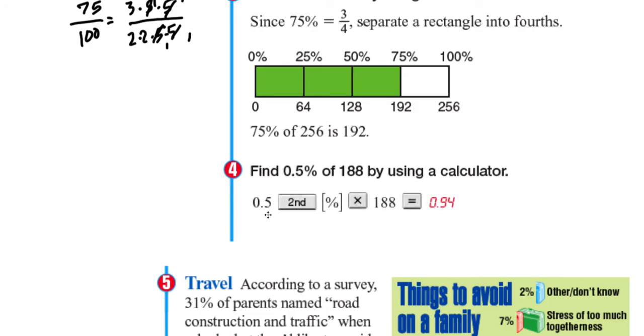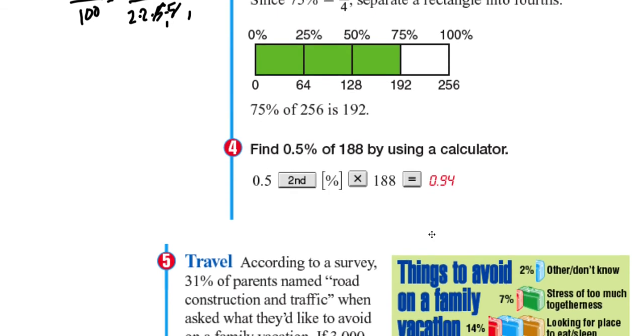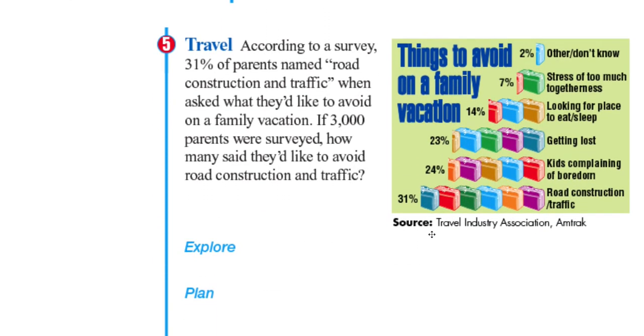You get 0.5, second percent, multiply that by 188, and end up with 0.94. Okay, and the secret word for this particular lesson would be Lexus. Secret word is Lexus. Let's take a look at the last example, example number 5.